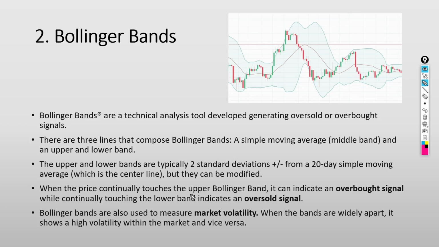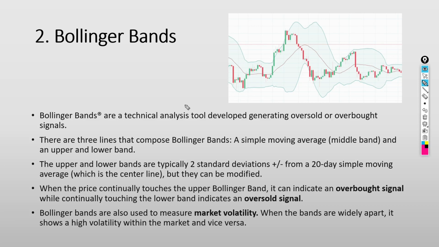So when a price continually touches the upper Bollinger Band, it can indicate an overbought signal, while continually touching the lower band indicates an oversold signal. So we all know that every time the price is dropping down, we have been selling. That is because of selling pressure. And when the price starts to move up, that is because of what? Buying pressure. So every time the price drops, it reaches a stage where traders say that it is oversold, so they expect a reversal. And when the price reaches the top, that is when they say that the price is overbought. That's when they expect a reversal to a bear trend.